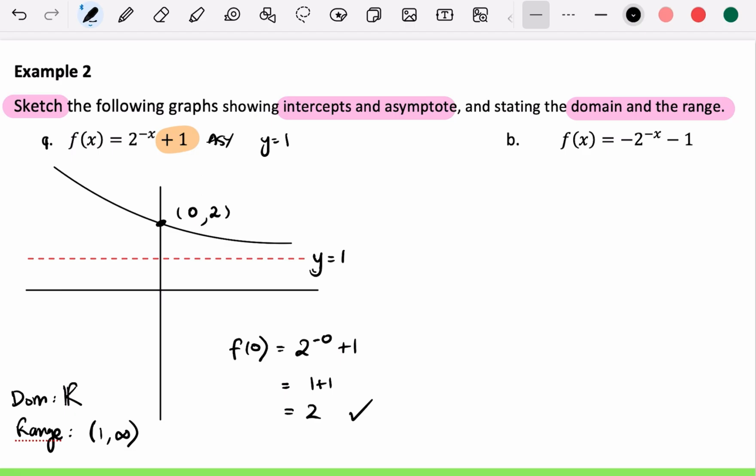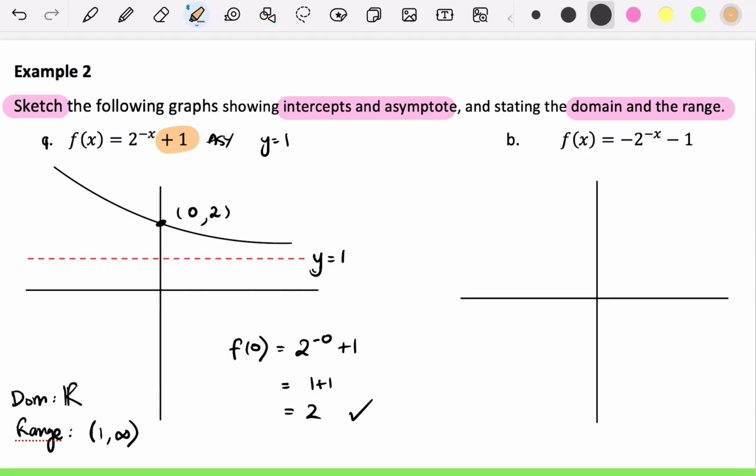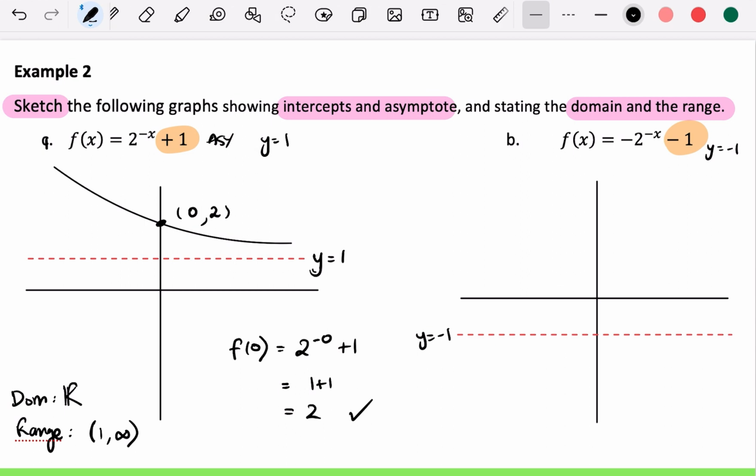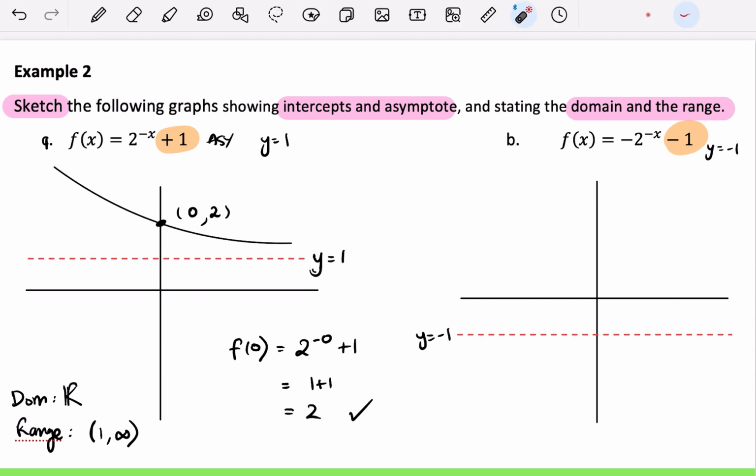Okay, for part B, it's very similar. We've now got a reflection in the y and the x-axis, and we've also moved downwards by 1. So this downwards by 1 is going to determine where my asymptote is going to be at. So my asymptote is at y is equal to -1 this time. Make sure you label that asymptote. In terms of my reflections, so this is my normal graph. This is reflected in the y, and then this is reflected in the x like that.